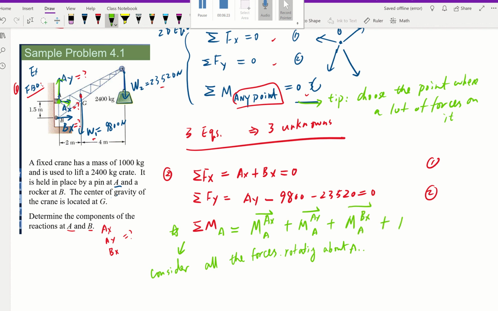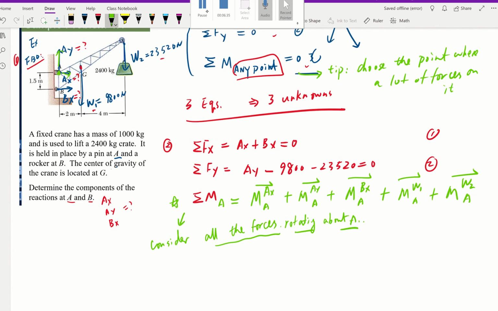What other forces? We'll have W1 rotating about A. Also W2 rotating about A. So that's considering all the forces rotating about A. That's the moment. Now let's continue to solve this moment equation. For this MA, we know that's equal to 0, because AX and AY go through point A. Now we're just going to consider all those 3.